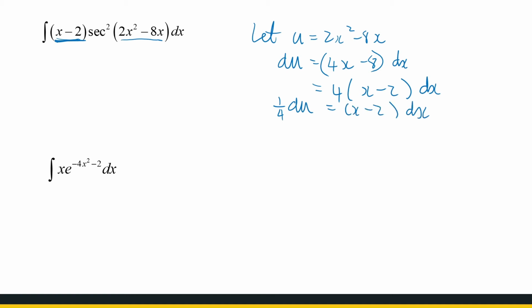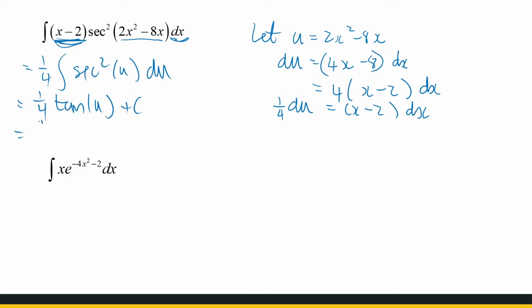So we can make our substitution. That's 1 over 4 times the integral. The x minus 2 dx gets swallowed up in the quarter du. So it's sec squared u du. And then we know we've got 1 over 4 tan of u plus c. So that's 1 over 4 tan of 2x squared minus 8x plus c.